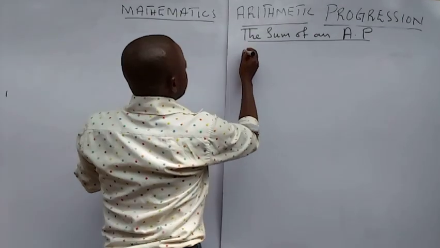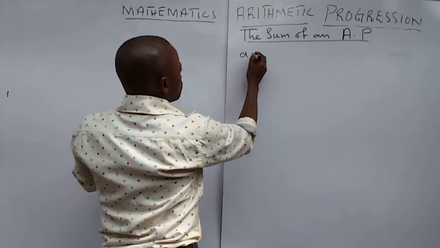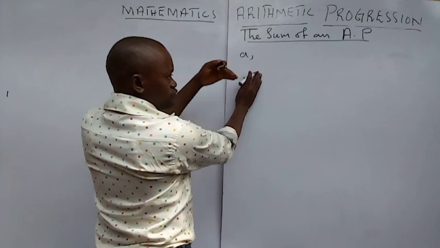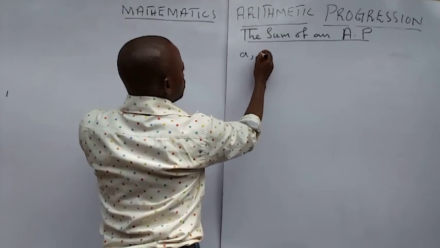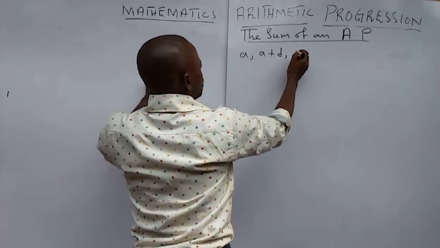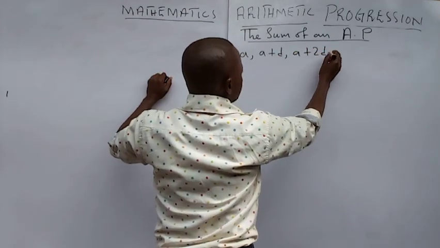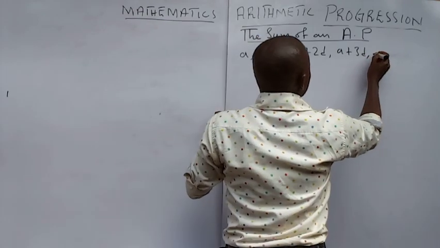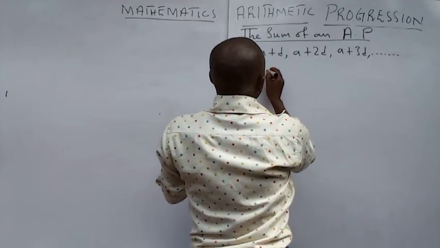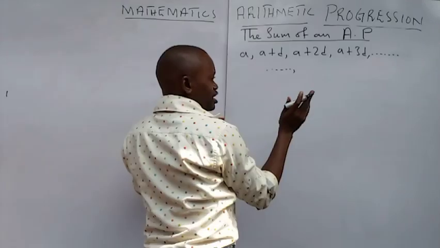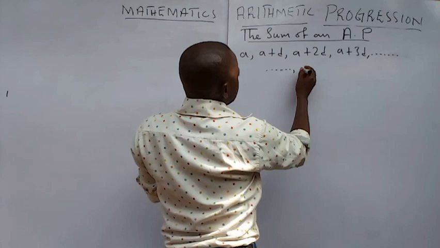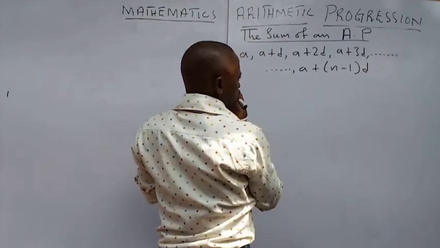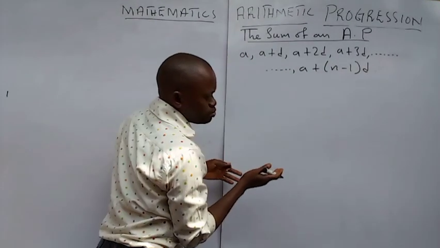That's to say, if we have a to be the first term, then if we add the common difference, which is a constant, either positive or negative, the second term will be a plus that common difference, the third term will be a plus 2 times the common difference, the fourth term will be a plus 3 times the common difference, and this will continue until we get down to the last term in that sequence, which is a plus in bracket n minus 1, times the common difference. So this is a typical representative of an arithmetic progression.